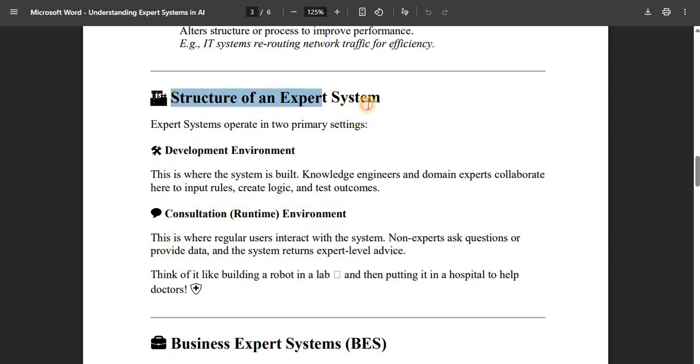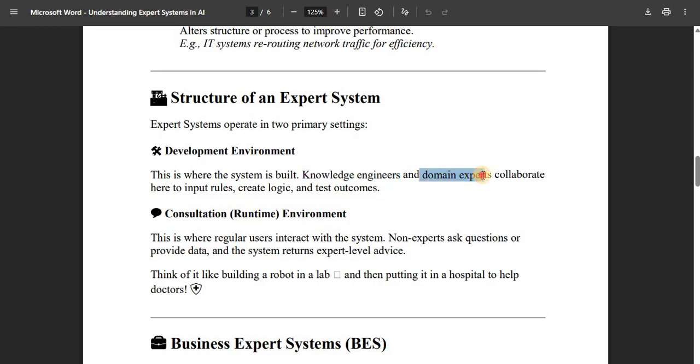So what is the structure of an expert system? Expert system operates in two primary settings. One is development environment. This is where the system is built. Knowledge engineers. Knowledge engineers means the engineers who deal with the data.